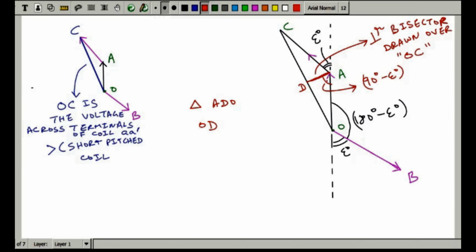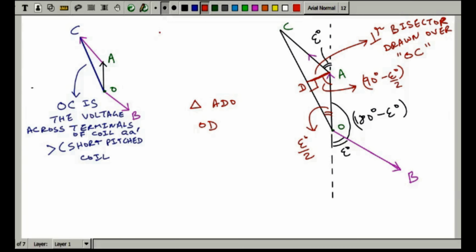If this is 90 minus epsilon, this angle is 90 degrees definitely. So this angle is how much? It is not 90 minus epsilon. It will be 90 minus epsilon by 2. So this angle is epsilon by 2, because the perpendicular bisector will bisect this angle.